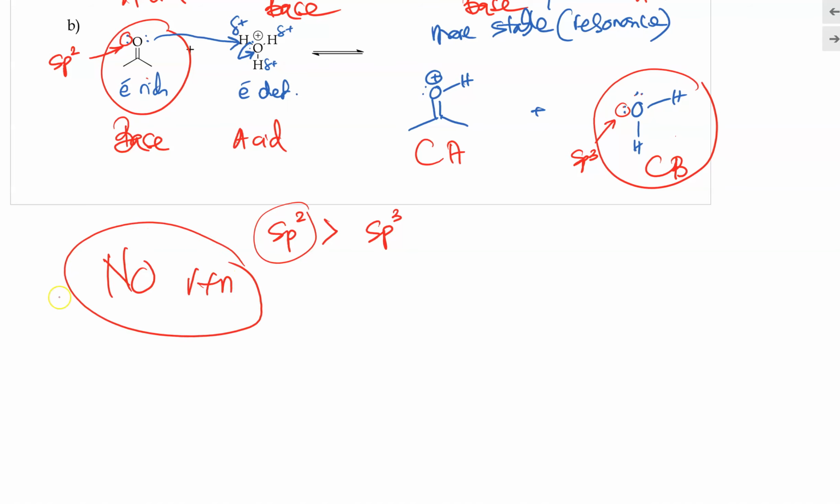because there's no need for it to transfer the electron and put it here on this sp3 oxygen, whereas it is already more stable on the reactant side the way it is. So in this case, there will be no reaction.